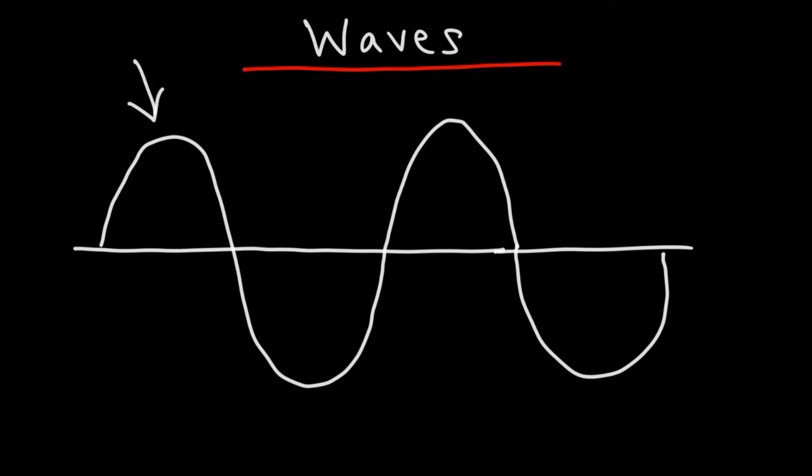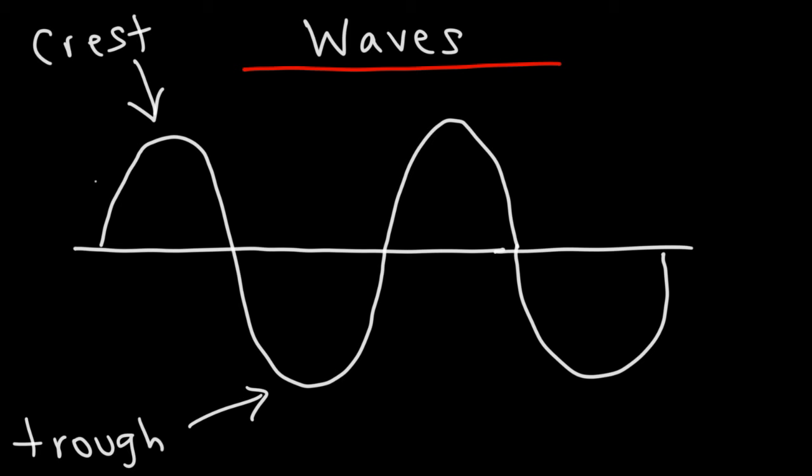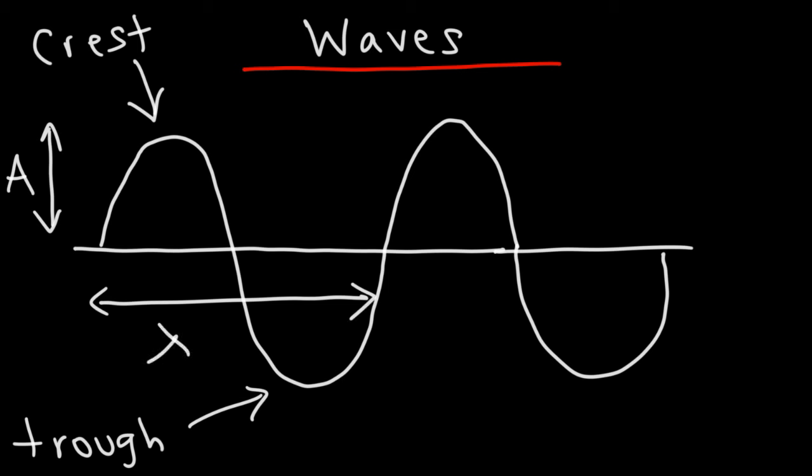The top part of the wave is known as the crest. The bottom part of the wave is known as the trough. The amplitude of the wave is the distance between the peak of the wave and its midpoint. This right here is the length of the wave, also known as the wavelength. You could also measure the wavelength by taking the distance between two peaks of the wave or two troughs of the wave. So this is also equal to the wavelength as well.